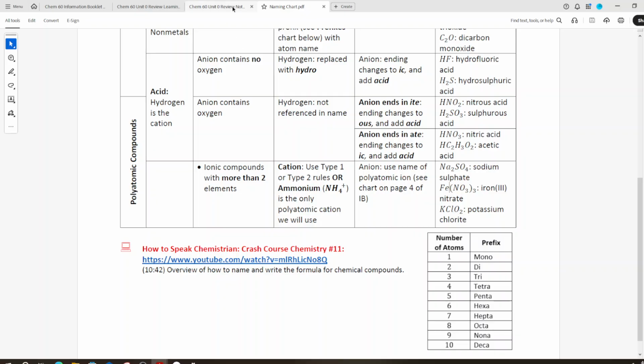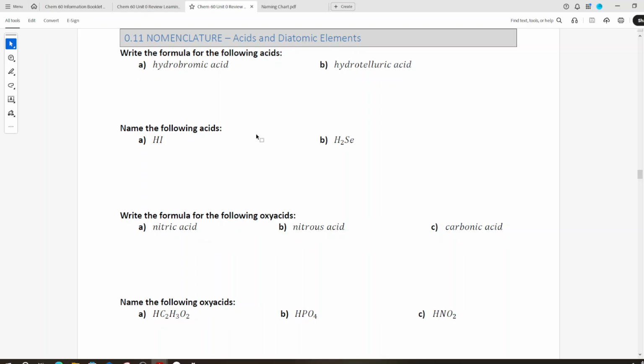All right, let's try a few. So let's try ones that are hydro. If we start with a hydro, we know that this is going to be an acid without an oxygen. So hydrobromic acid is going to be hydrogen, which is always a +1 charge as a cation. And then we're going to look up bromine.